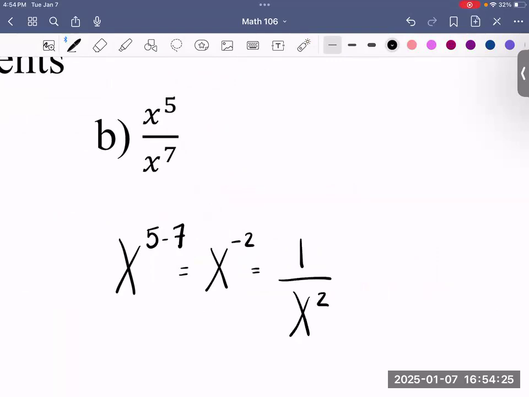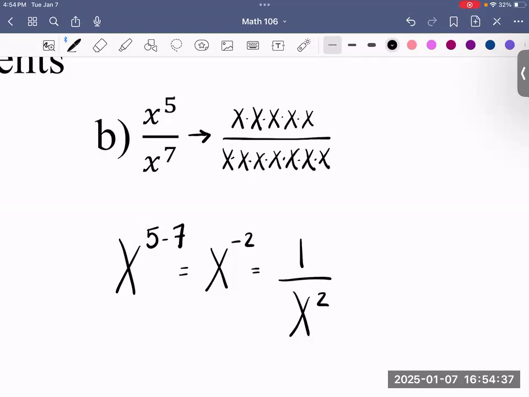Now, if you needed a system to check, all you need to do is write out the amount of x's. We have 1, 2, 3, 4, 5 above. 1, 2, 3, 4, 5, 6, 7. Cancel out 1 for 1. 1, 1, 2, 2, 3, 3, 4, 4, 5, 5. And you're left with the 2 x's on the bottom. These signify these 2 x's right here.